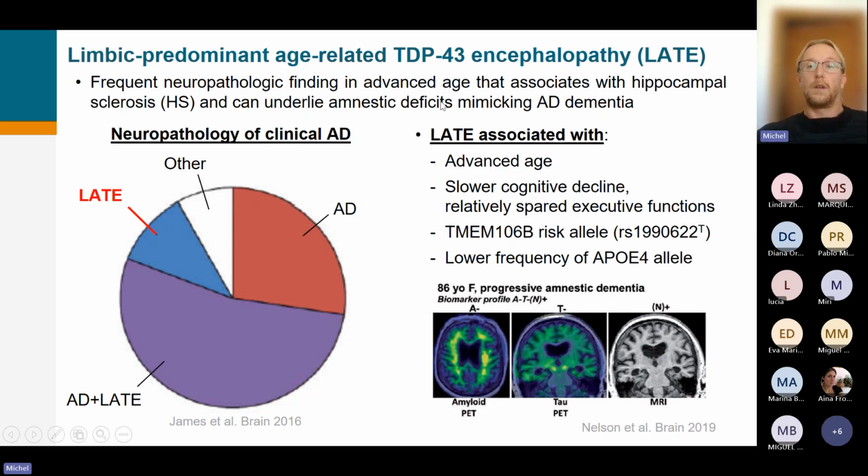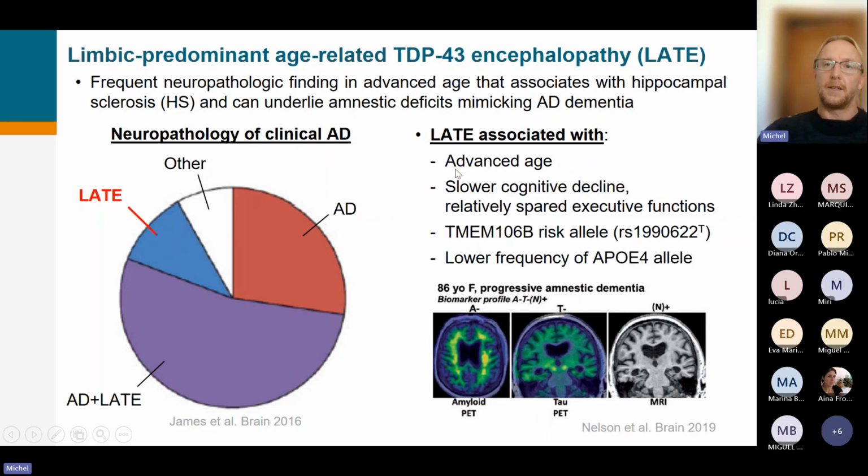I already said that LATE also frequently associates with hippocampal sclerosis, meaning severe hippocampal degeneration, which likely explains why it often results in a similar amnestic predominant dementia profile. The condition, this whole term and disease, has only been categorized a few years ago, and it's still being studied.